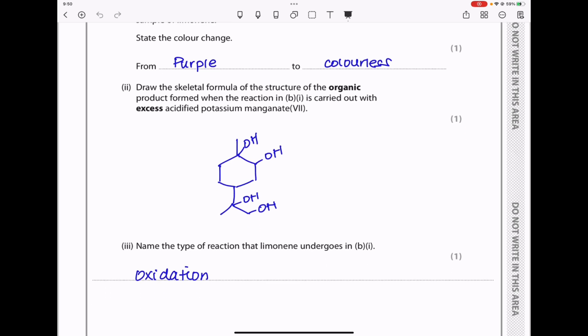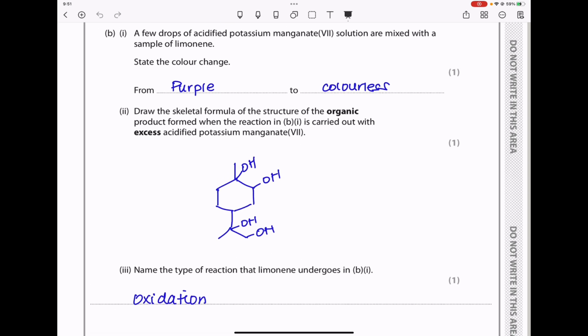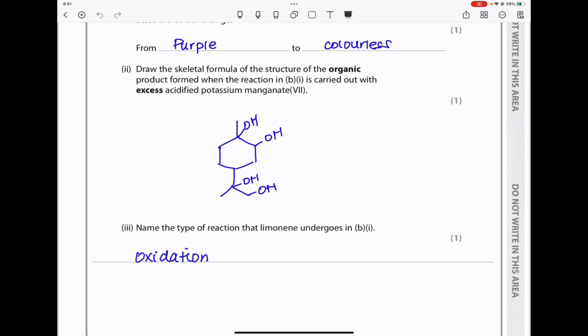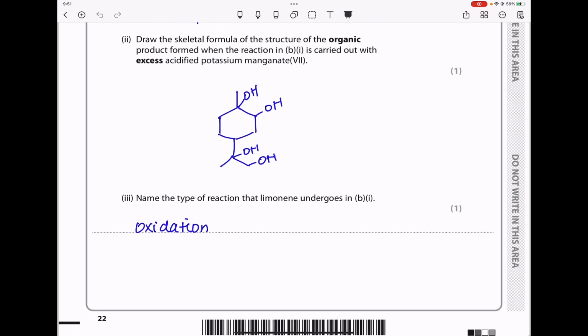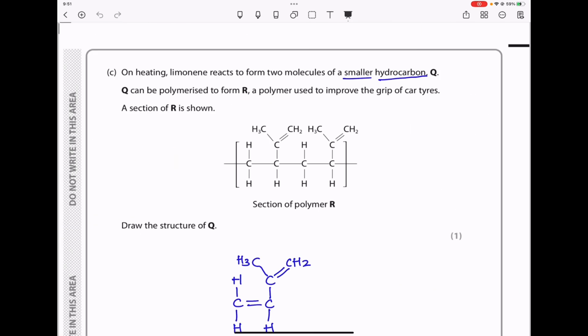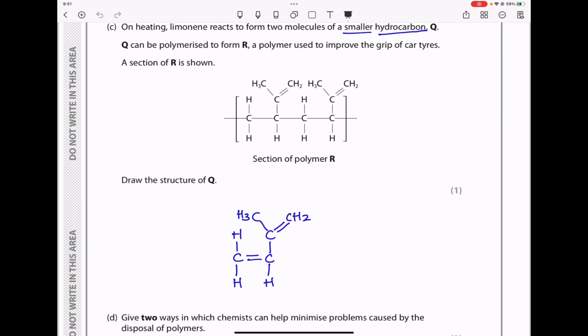Next they say, name the type of reaction that limonene undergoes in B1. In B1, we saw a reaction with potassium manganate(VII), so that is an oxidation reaction. Moving on. Here they say, on heating, limonene reacts to form 2 molecules of a smaller hydrocarbon Q. Q can be polymerized to form R, a polymer used to improve the grip of car tires. A section of R is shown. This is R. They say draw the structure of Q.